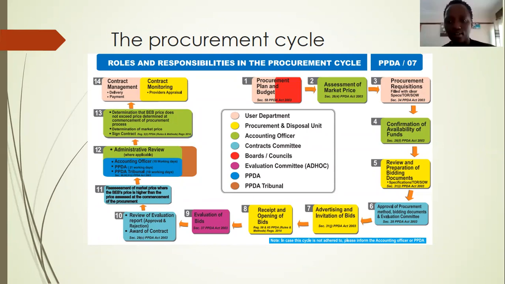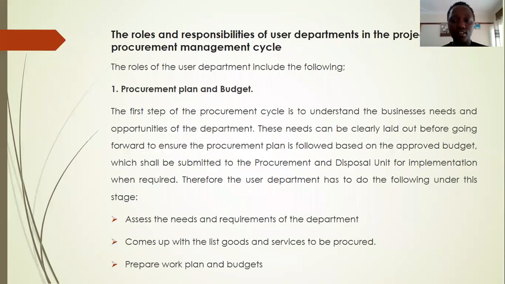Thank you so much, Hannington, for your submission. Now, having looked at the key concepts in our question of discussion, we will now go ahead and discuss in detail the levels of the procurement management cycle, clearly indicating the roles and responsibilities of the user departments under each of the 14 levels. So allow me now to invite Stella to take us through number 1.